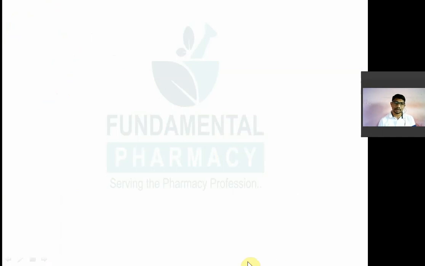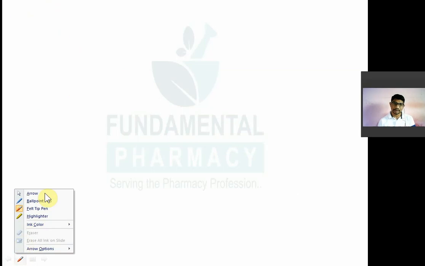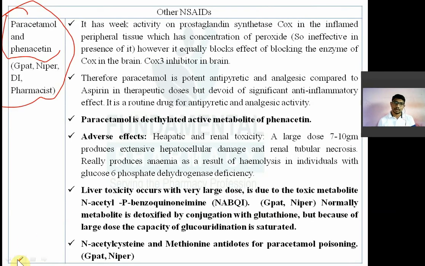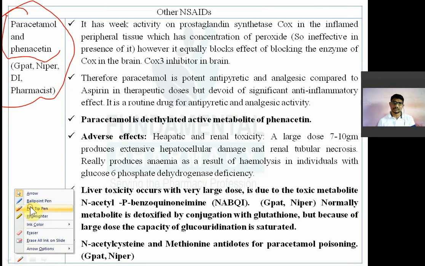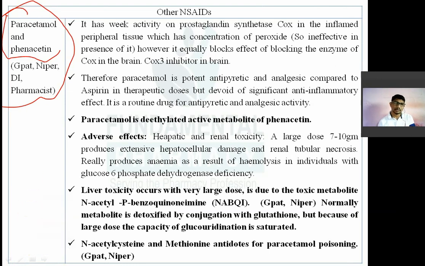Paracetamol has a weak anti-inflammatory action. It is a very good analgesic drug. It is an antipyretic drug, but it has a very weak anti-inflammatory action. Now they also inhibit the synthesis of COX, they also inhibit the synthesis of prostaglandin. So they have a weak activity on prostaglandin synthesis. It is a COX inhibitor, but not effective as compared to other drugs in inflammation.